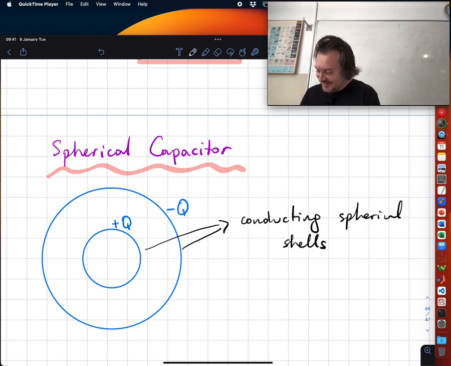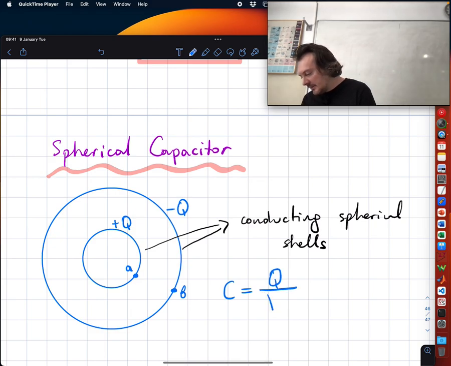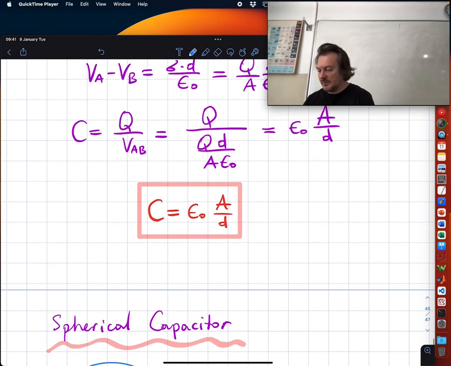So I want to find the capacitance. How would I find the capacitance? Well, I need to find the difference in the potential between A and B. So if I express the potential difference in terms of these Q's, then I'm done.